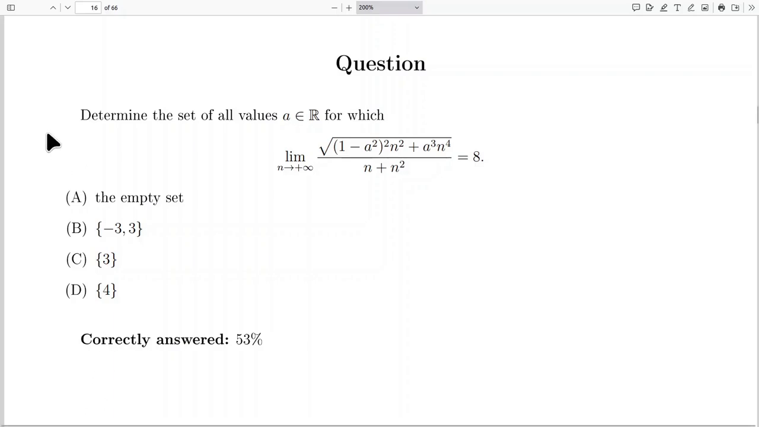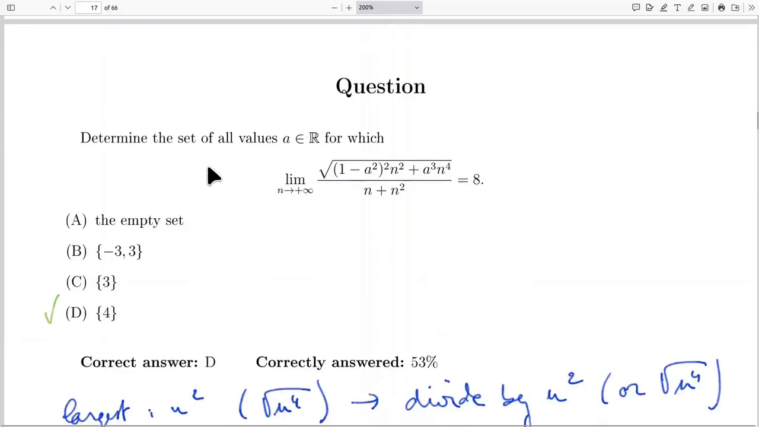Here we have a question about limits, and actually a limit that is an equation, and this one got answered correctly by 53% of people. So if you want to try this one for yourself, you can pause the video and have a go at it.